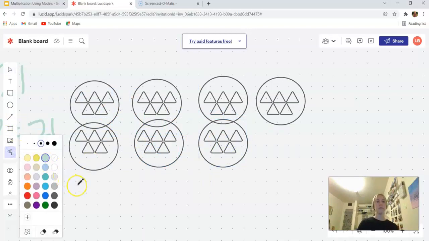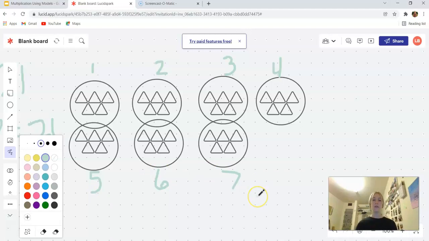Okay, so let's first look at how many groups we have. Here's one group, two groups, three groups, four groups, 5, 6, and 7 groups.